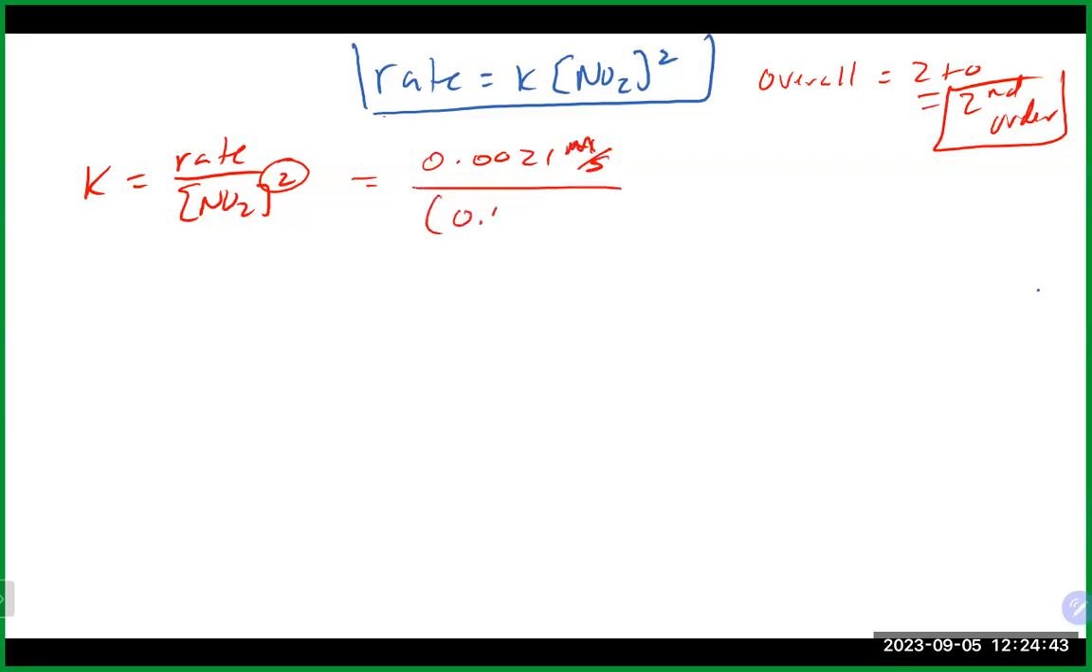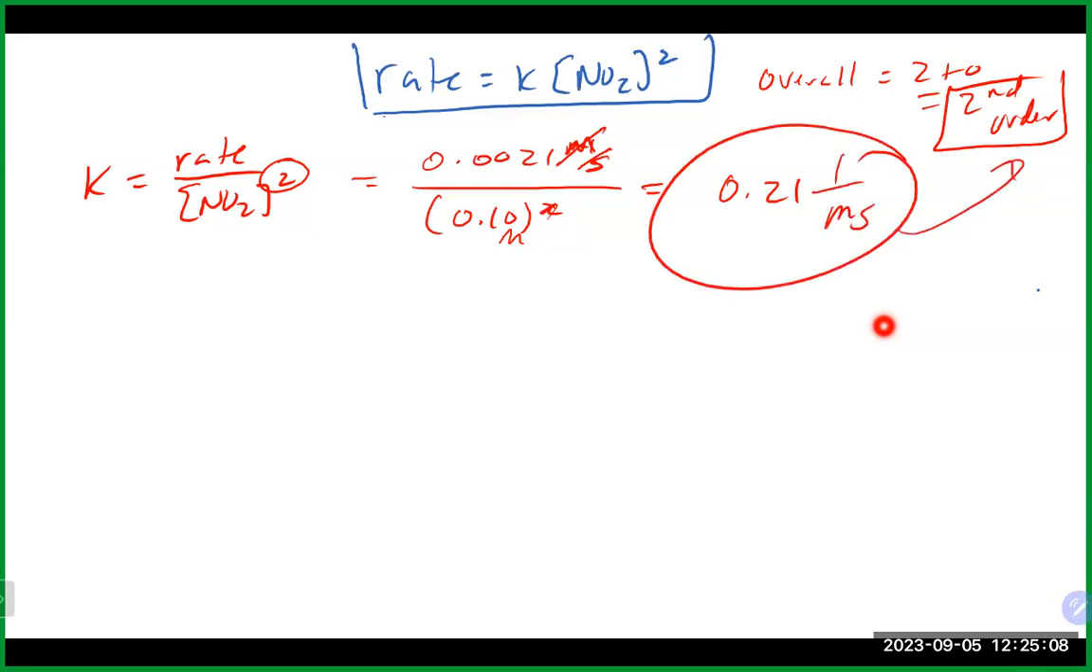Divided by 0.1 squared. And then obviously this is 0, so it becomes 1. And that is molarity there. So taking that, it is 0.0021 divided by 0.1 squared, going to give us 0.21 units here. Molarity on top and 1 on the bottom will cancel, giving us 1 over molar seconds, which once again, as we saw a couple of times so far, are the units that we sort of expect for a second order reaction overall for our rate constant.